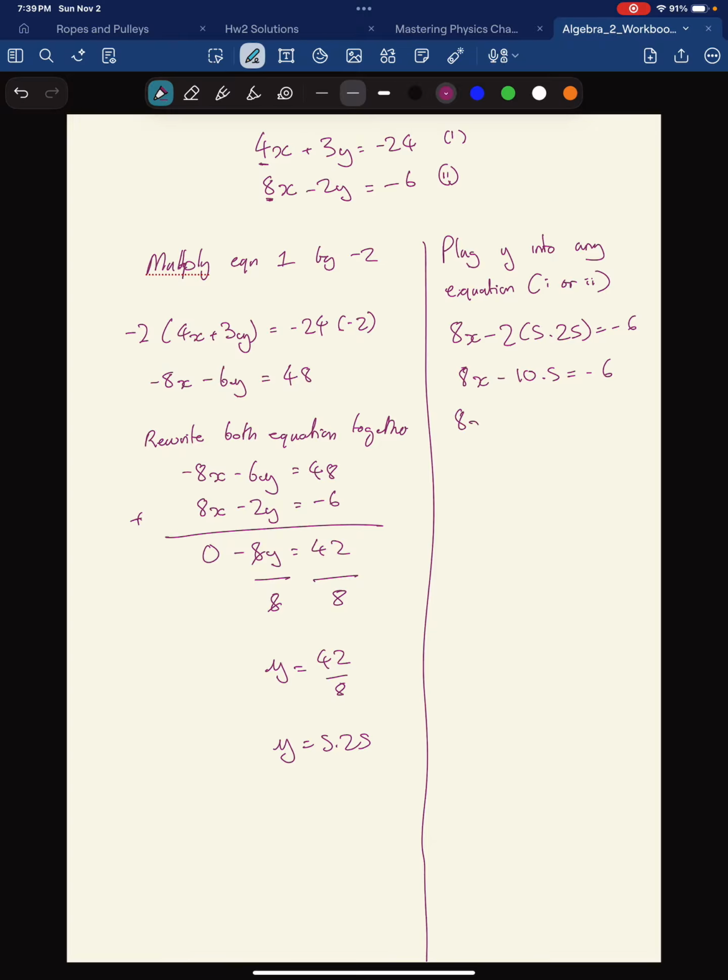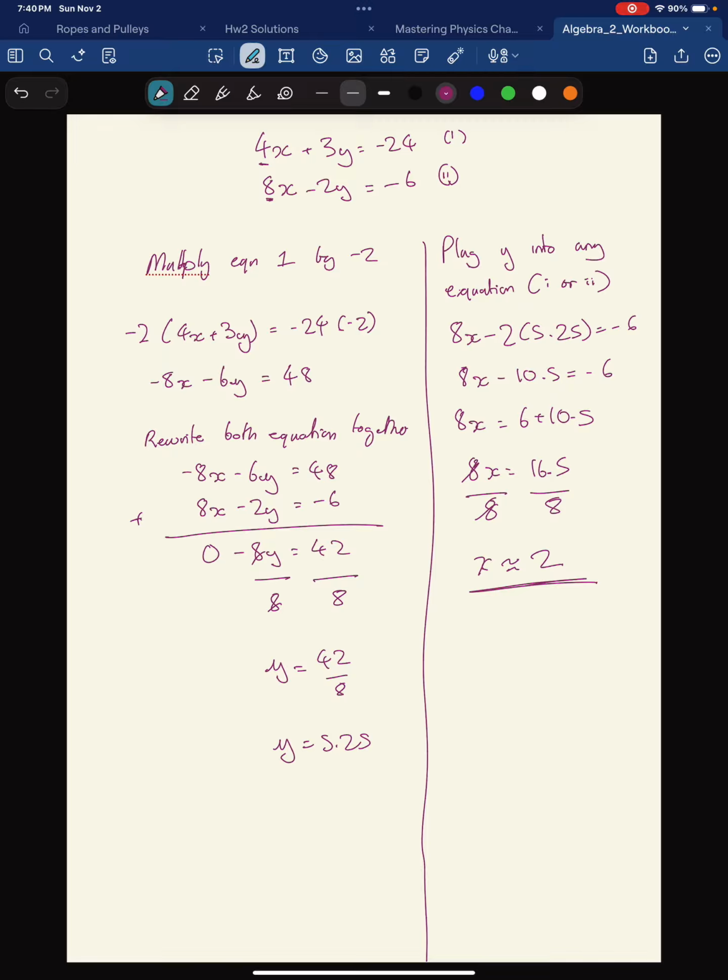It's going to be 8x equals 6 plus 10.5. 8x is going to be equal to 16.5. Divide by 8, and so x is going to be approximately 2.1. Approximately. I'll just say approximately 2. It's a bit more than 2, but I don't want to use my calculator. But that's really how you do elimination.